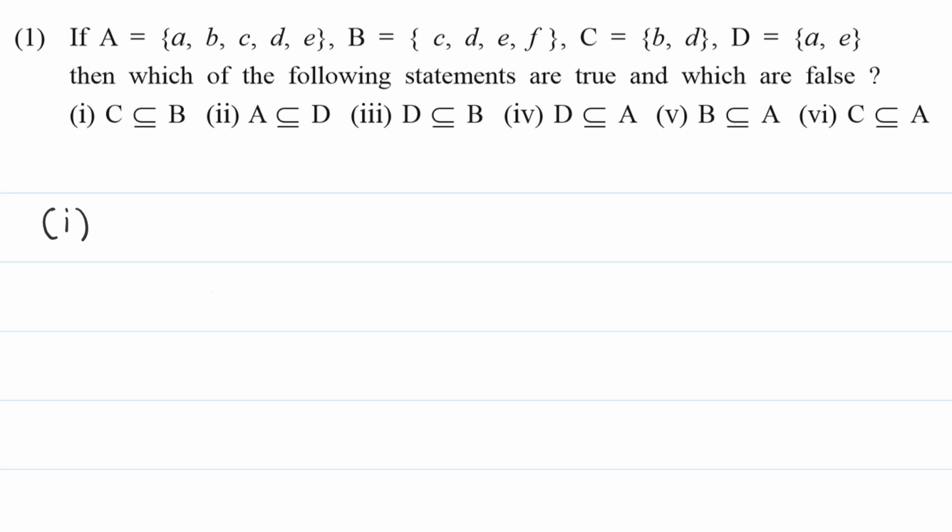So make the list of the C set: B, D. The B set is C, D, E, F. Here B is an element of set C but does not belong to set B, and therefore the statement C subset of B is false.